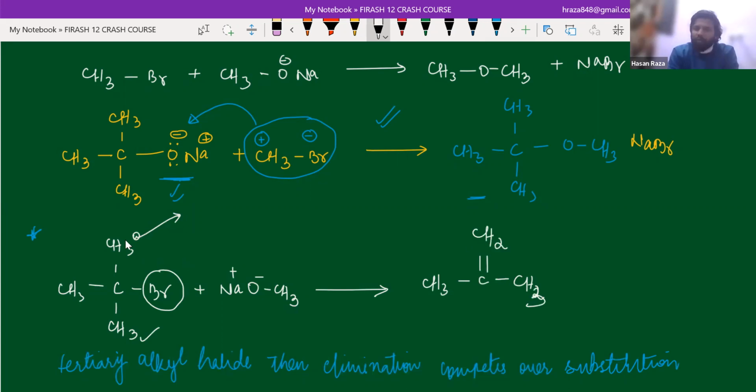Now where will this H go? H will be eliminated in the form of H plus. So H plus will go with this O minus and it will form methanol, CH3OH. And Na is positive and Br is removed in the form of Br minus. So there will be NaBr. Is that clear? Yeah.